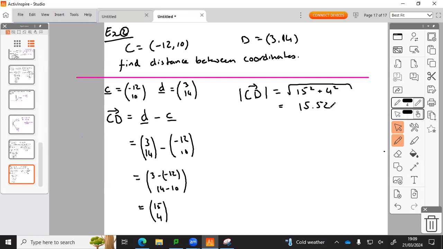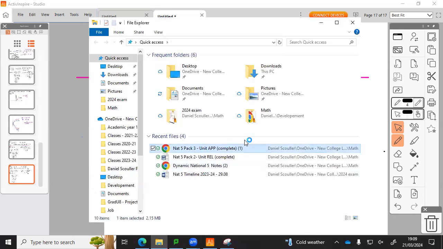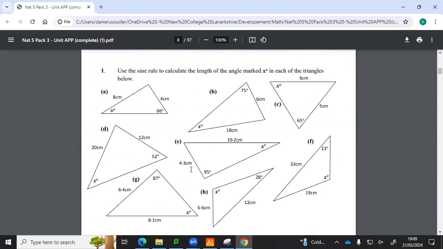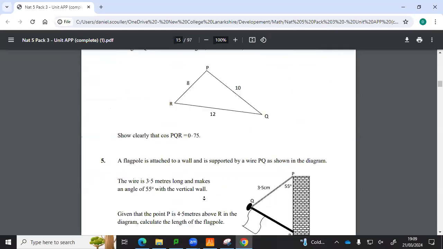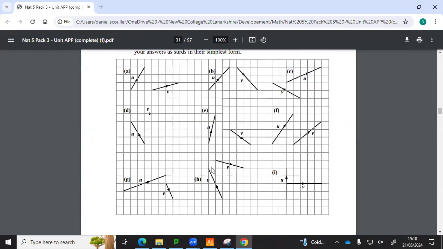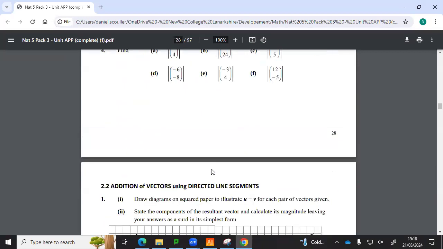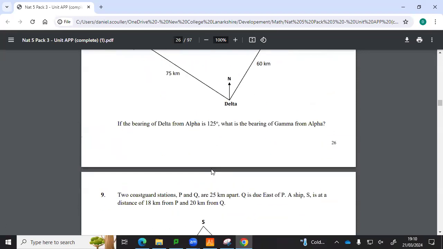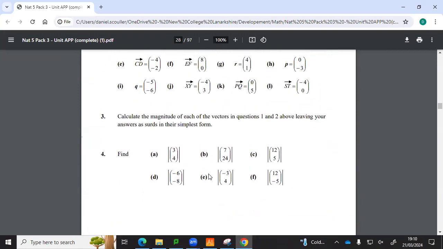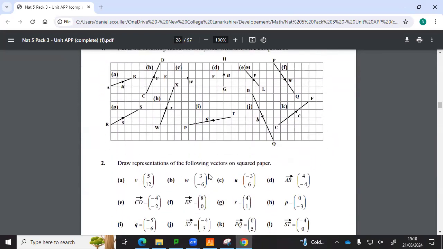So I'm going to ask you just to look at your booklet. All right, so let's look at your booklet. We're working with 2D vectors starting on page 28.